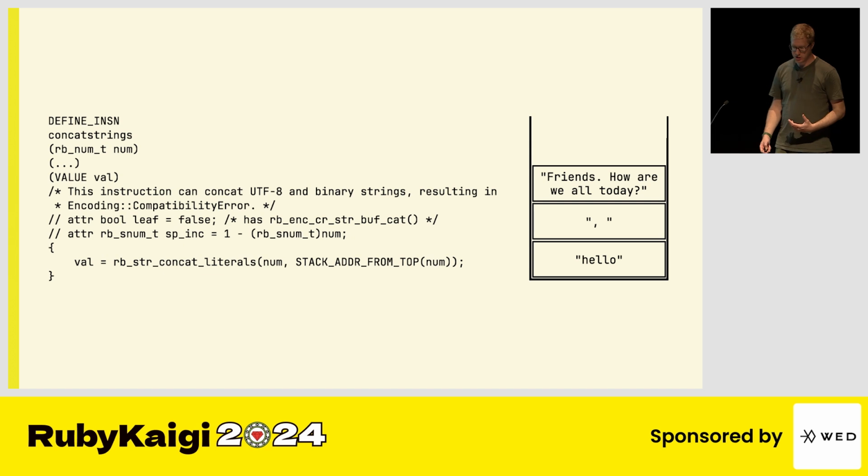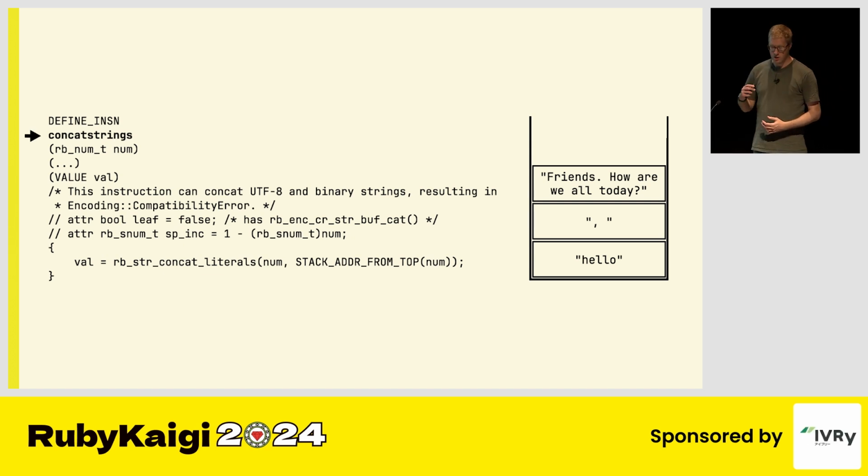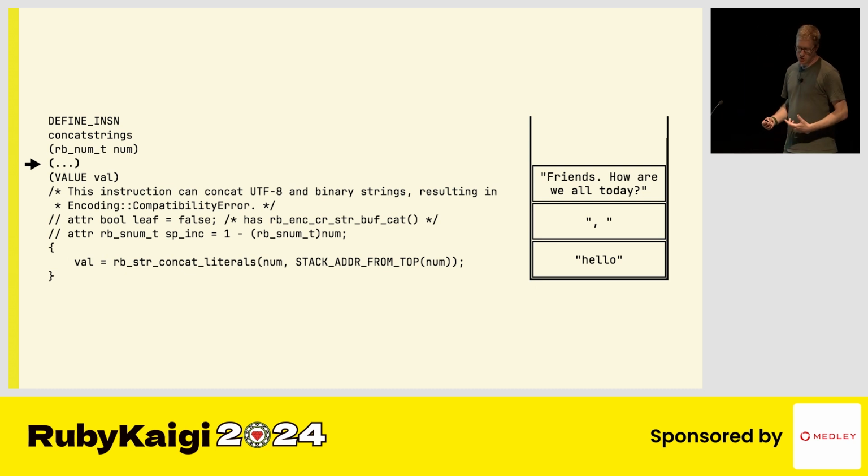So every instruction starts with a call to this define INSNS macro. That's followed directly by the name of the instruction, in this case, concat strings, and then a list of valid parameters and their types. In this case, this instruction takes a single parameter, which is a Ruby numeric type, that is an integer, we call it num. And then we have a list of values that this instruction will pop off the stack. In this case, the ellipsis means that it's variadic. That can be an arbitrary length list.